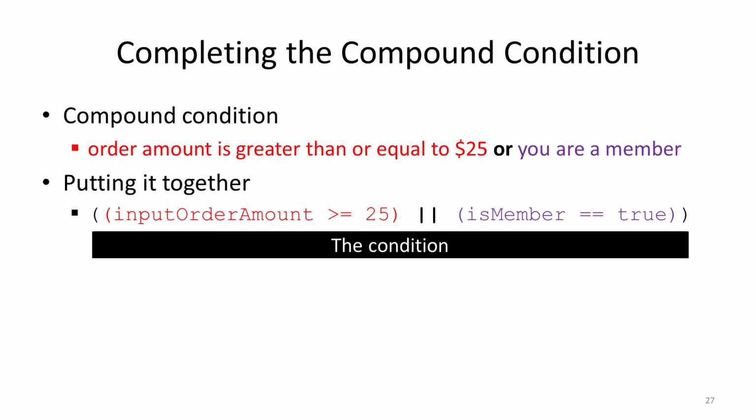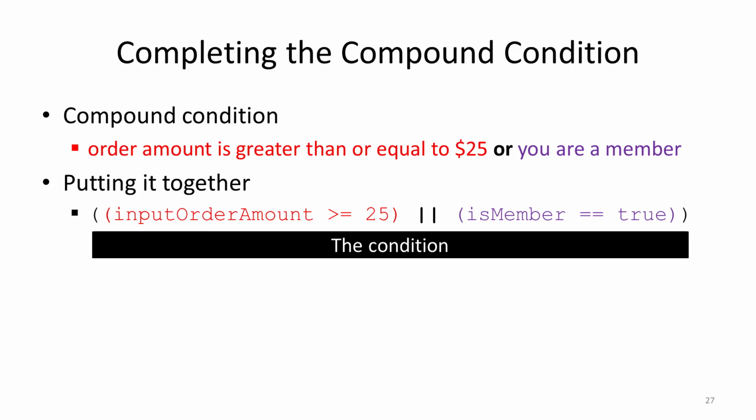This entire expression is the condition of our if statement. So we have input order amount greater than or equal to 25. That is the first criteria. isMember equal true? That is the second criteria. Now, in order to combine them, we use the or, and the or is represented by double pipes. Now, how do you know if you're going to be using the double pipes or the double ampersands? That is going to depend on the situation. Typically, situations do actually use the words and or. So if there is an and in the compound condition, it is a good signal that you are going to use the double ampersands.